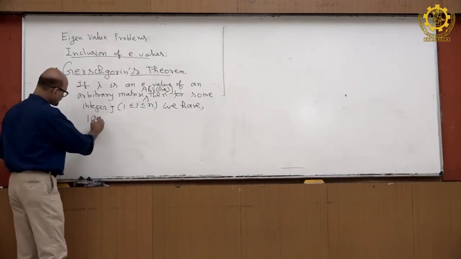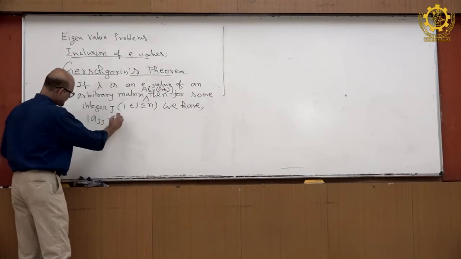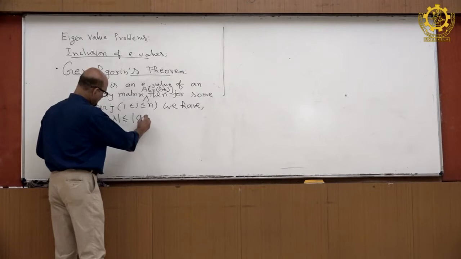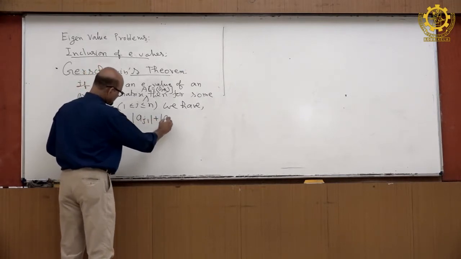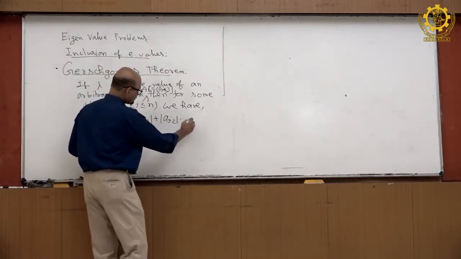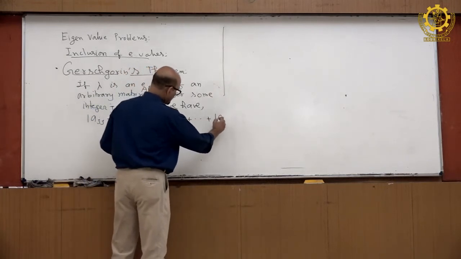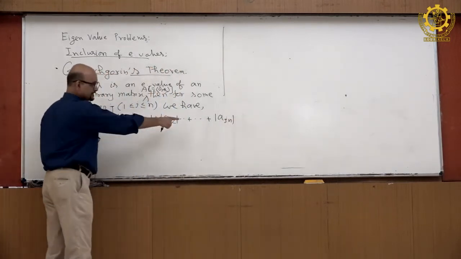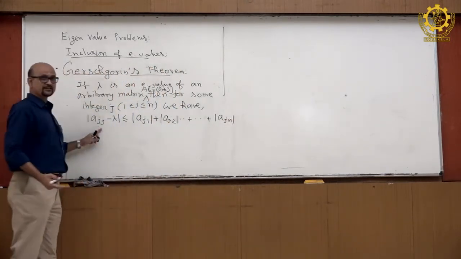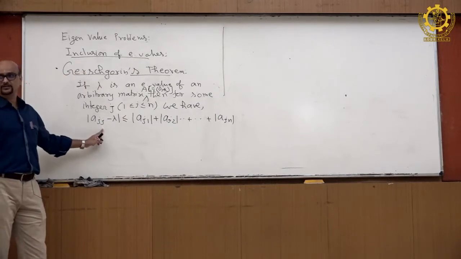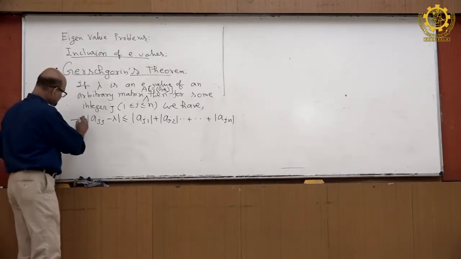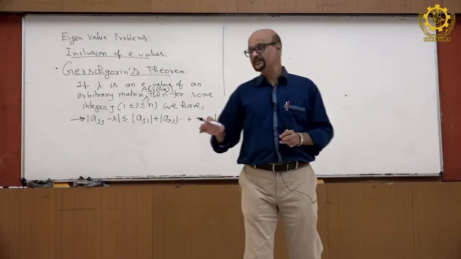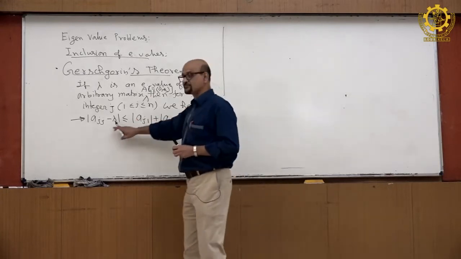the absolute value of A j j minus lambda is less than or equal to the absolute value of A j 1 plus A j 2 plus up to A j n, but you will not have A j j here, meaning the terms go up to A j j minus 1 and then A j j plus 1. So, this will give a disk depending upon this lambda.